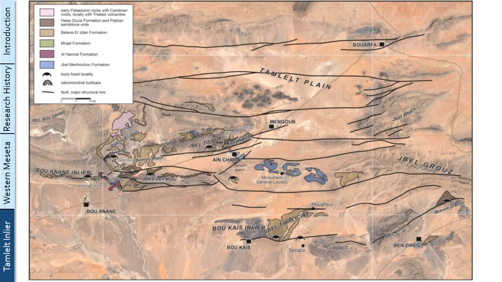The Cambrian rocks in the Tamlelt Inlier have been known since the early 1950s, primarily from the investigations of Renaud Dudrenet. They are distributed in isolated mountains in the deserted landscapes, primarily in the region of Boucaïs, east of Ain Jair, and north of Bou Anan.